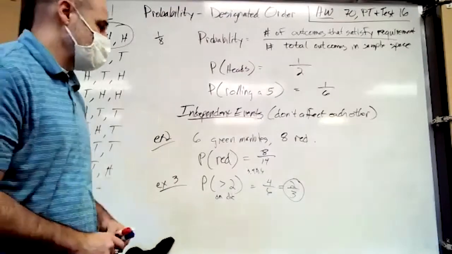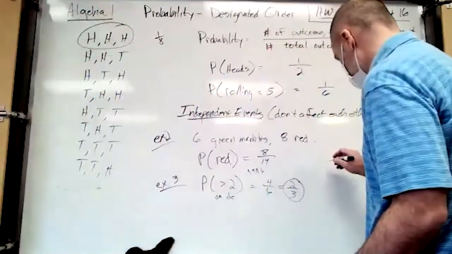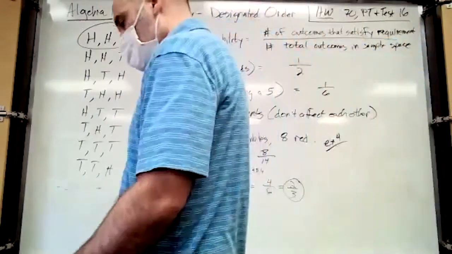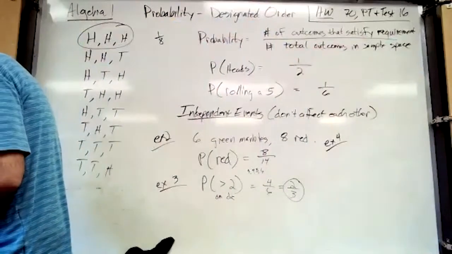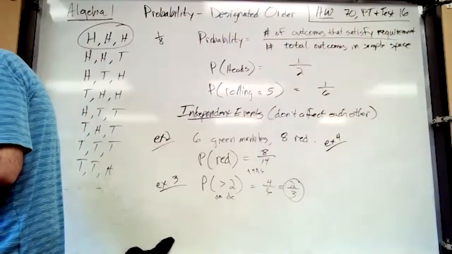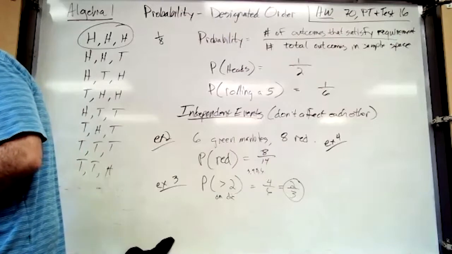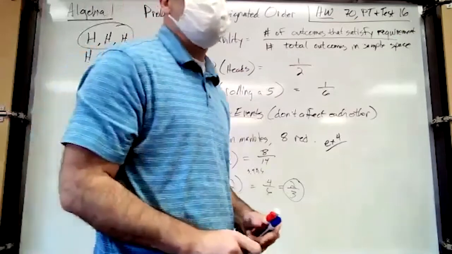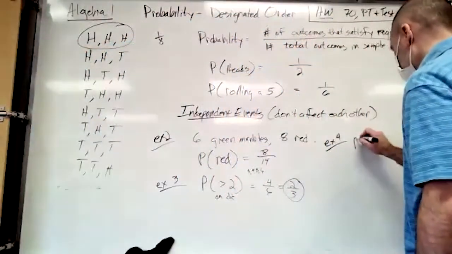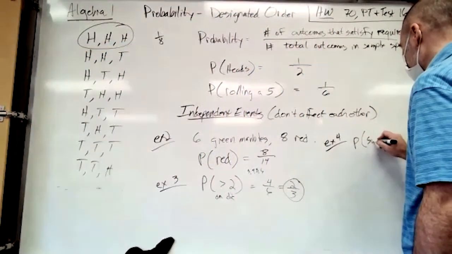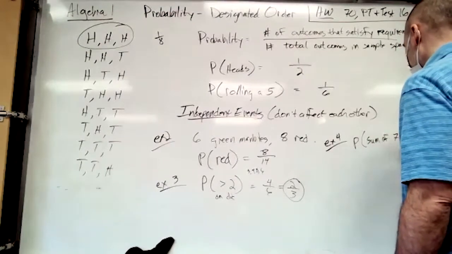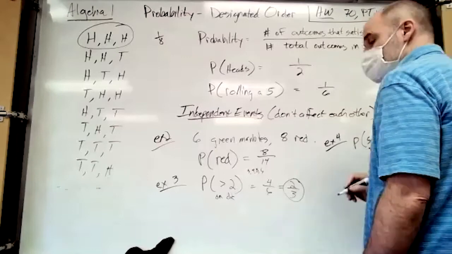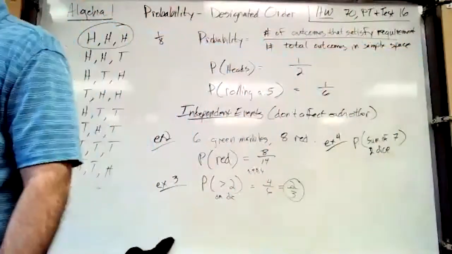All right, now here's the final one. This is a little crazy. What is the probability of rolling 2 die and getting the sum of a 7? What is the probability of rolling 2 dice and getting a sum of 7? Or 2 dice, I guess, right? Because the plural of die is dice.